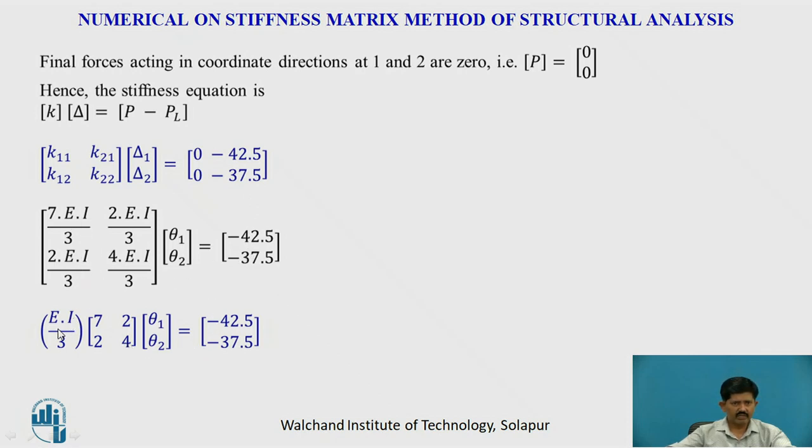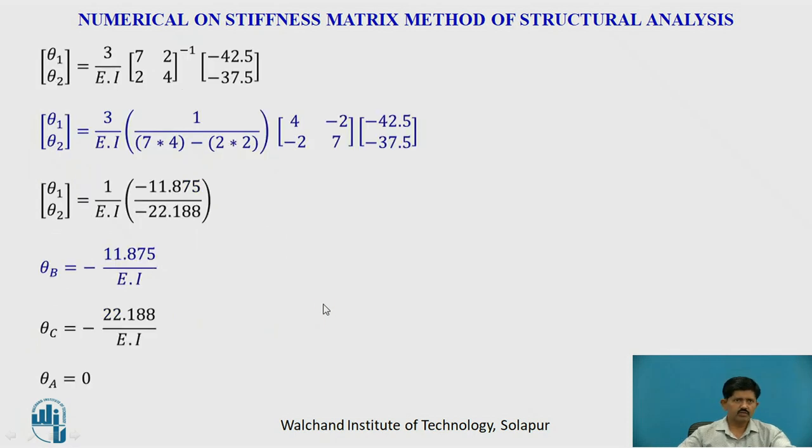So here we have taken common EI upon 3 into this K matrix into theta matrix is equal to the force matrix. So solving this for theta 1 and theta 2, theta 1 will be theta B, and theta 2 is theta C. So solving this matrix, we will get theta B is equal to minus 11.875 upon EI, and theta C is minus 22.18 upon EI, and theta A is equal to 0.